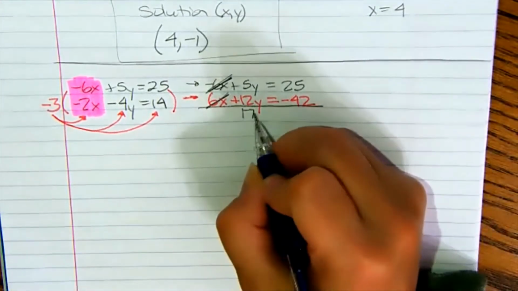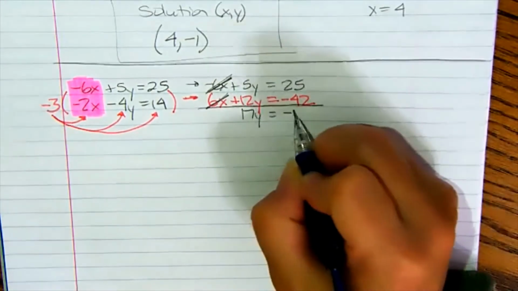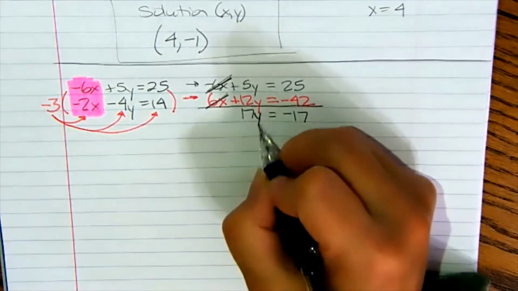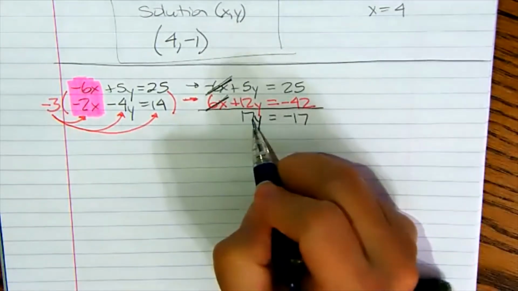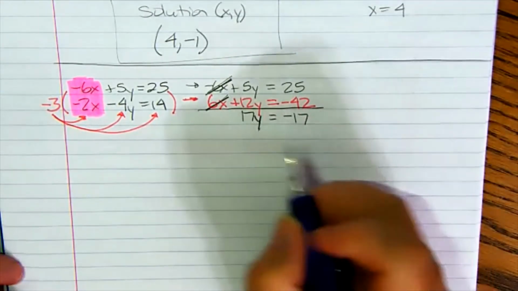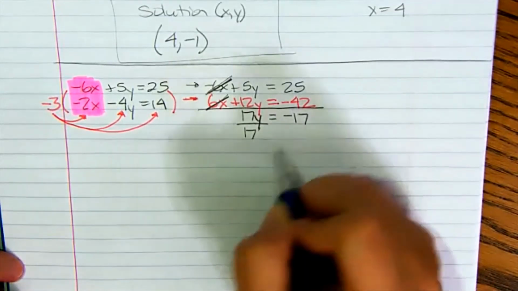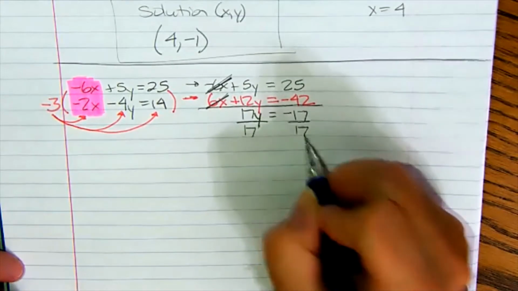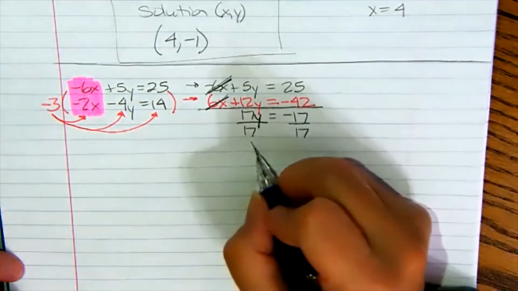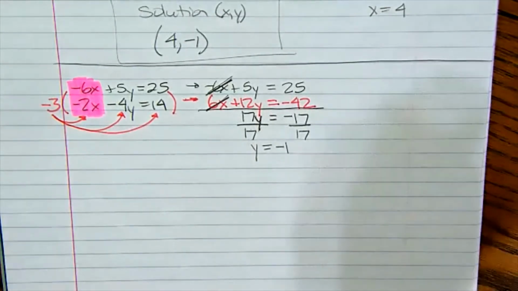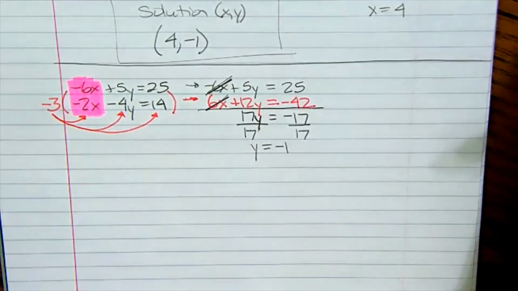So now we have 17y equals negative 17. I want to isolate my variable, so I need to get rid of this times 17. So I'm going to divide by 17. What I do to one side, I must do to the other. Y equals negative 1. Yay! Oh, I'm only half done.